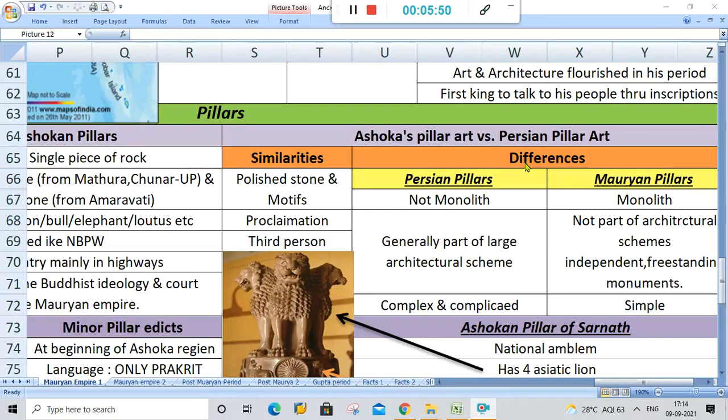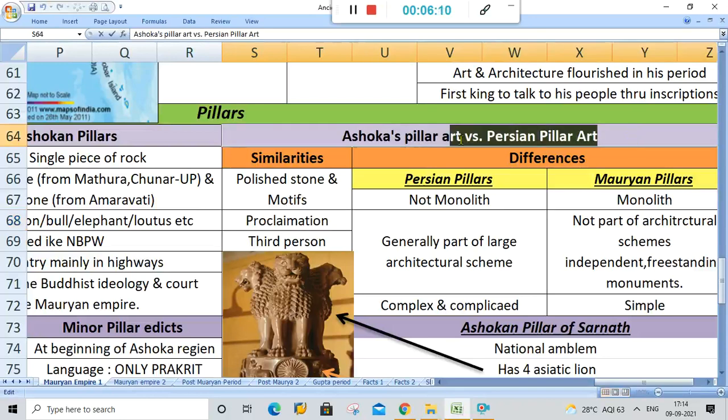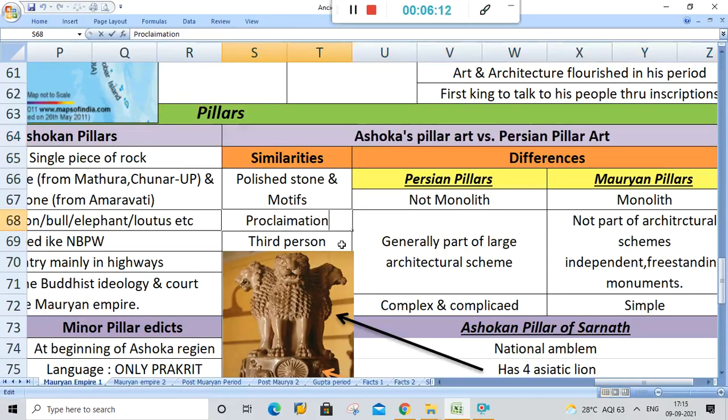Proclamation means giving the court orders. I mean court orders in the sense of giving the official orders of the king to the people, which is nothing but called proclamation. So this proclamation is there in Ashokan pillars as well as Persian pillars. You can find this proclamation. And here the king will be referred to in the third person.